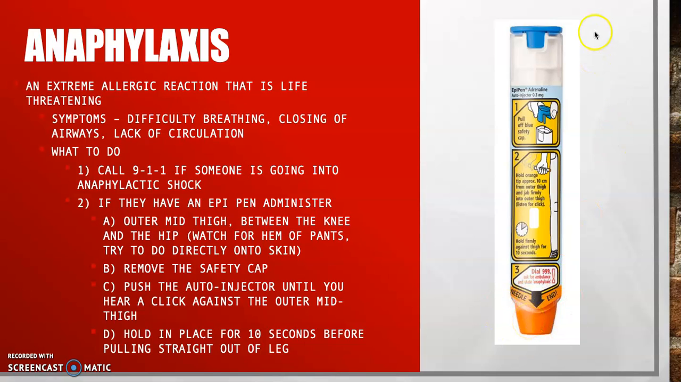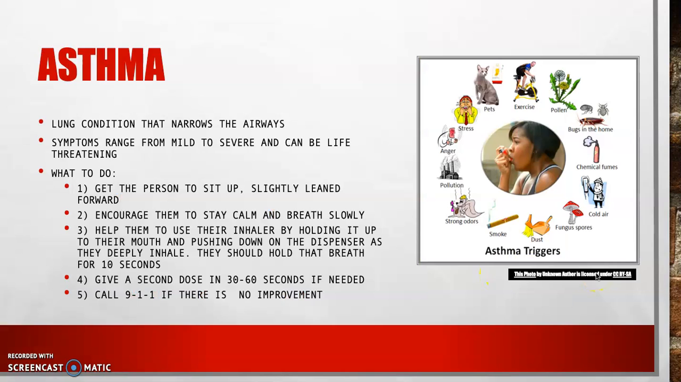So B, remove the safety cap, which is up here. C is push the auto injector until you hear a click against the mid-thigh. So again, you're pushing this end into the thigh. You hold in place for 10 seconds before pulling straight out of the leg. Most EpiPens have direction panels on them as well, so that someone that doesn't have an EpiPen can administer it for someone else.